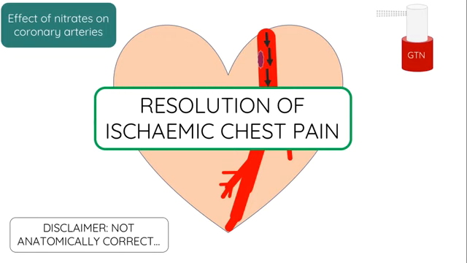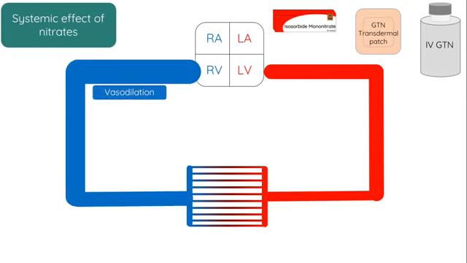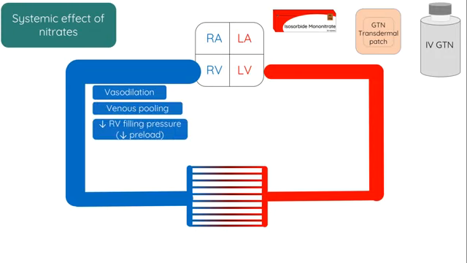In terms of systemic effects of nitrates, if we have vasodilatation occurring in the veins, we get blood pooling in the veins, and that has an effect on the heart by reducing the filling pressure in the right ventricle, and that's also known as preload. So if we reduce the preload, that in turn reduces the wall tension within the myocardium of the ventricles, and that reduces myocardial oxygen demand.